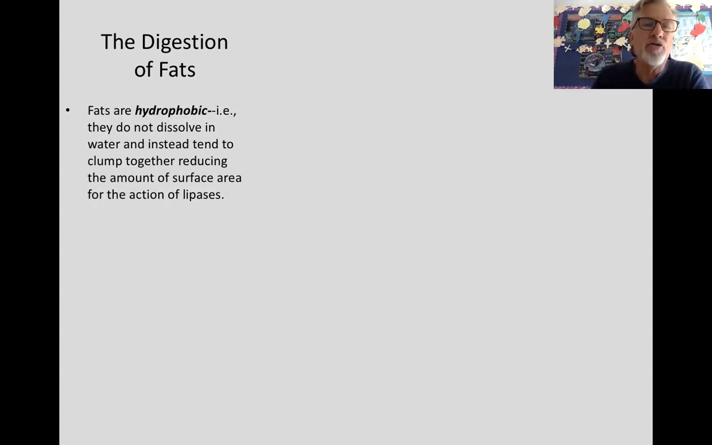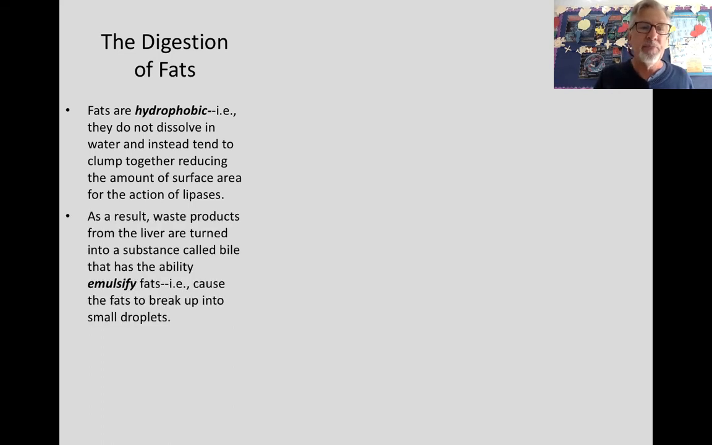Now let's talk for a second about the digestion of fats. Fats are hydrophobic. That means they do not dissolve easily in water, and instead they tend to clump together in an aqueous medium. And you've probably seen this when you've tried to make salad dressing. And if fats are clumped together, that means that lipases can only attack the outside of a large clump, and it's not a very efficient way to get all the energy that is inherent in fats.